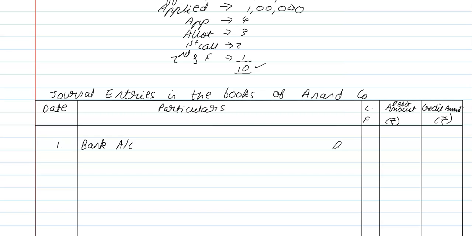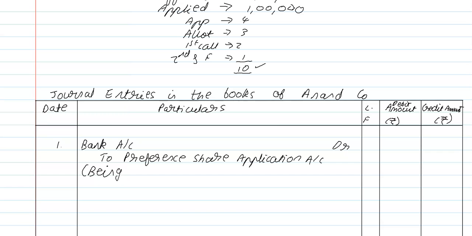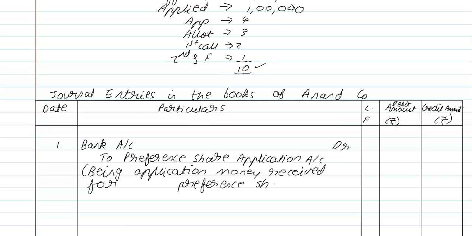The first entry is bank account debit to preference share application account, being application money received for certain number of preference shares at a certain rate per share, which we'll fill in later.